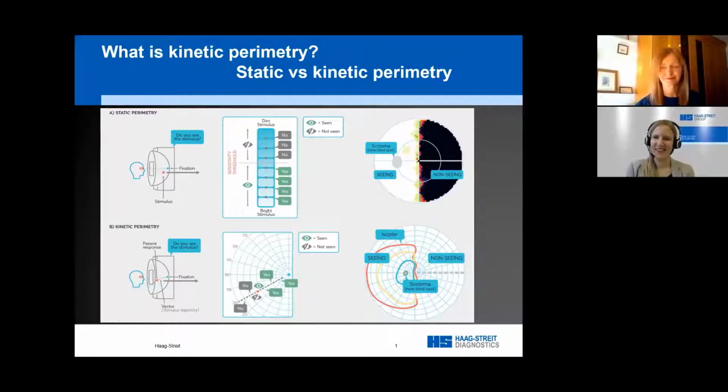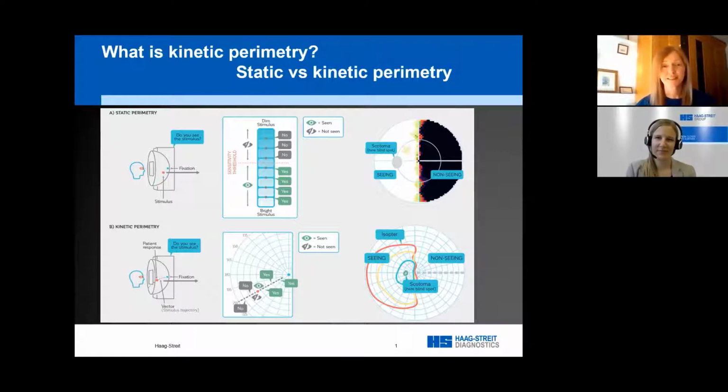So it's my great pleasure to welcome Professor Fiona Rowe. Thank you, Monica. So Professor Rowe, for many decades, really, kinetic perimetry was the only means available for visual field testing. However, when static perimetry was invented in the 1970s, it has largely overtaken kinetic perimetry. Could you maybe start by explaining to us the differences between the two visual field testing methods?